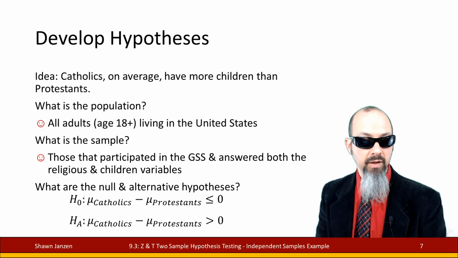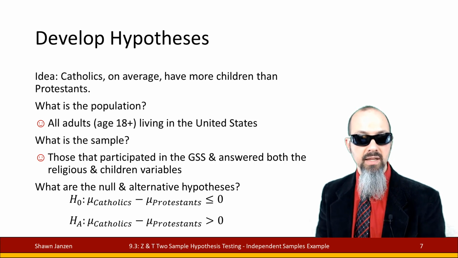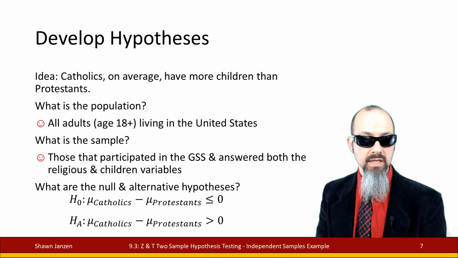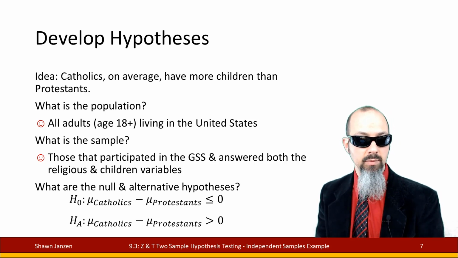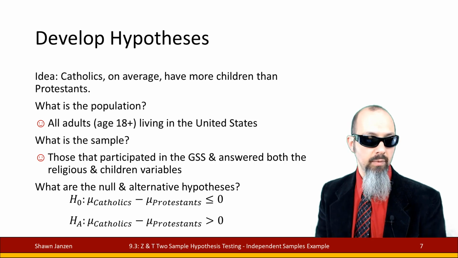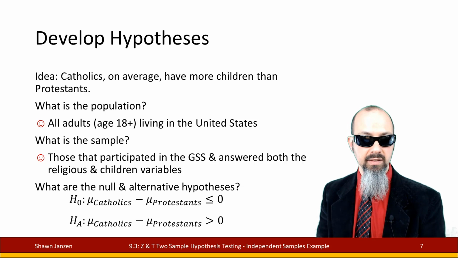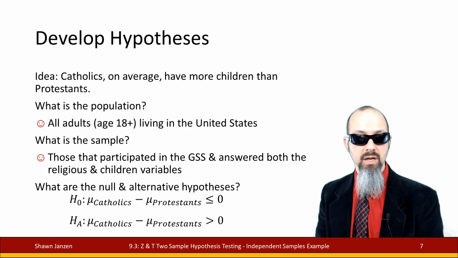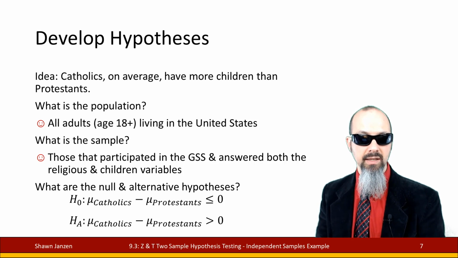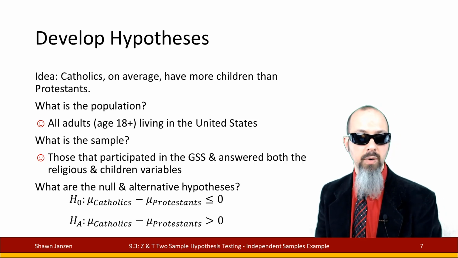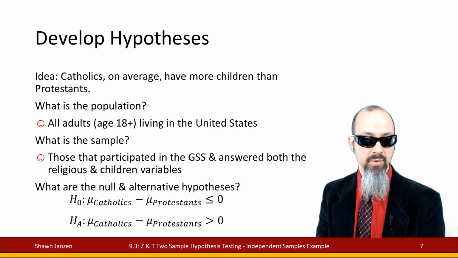The null and alternative hypotheses. The null says that the average number of children for Catholics minus the average number of children for Protestants is 0. And the alternative is that Catholics minus Protestants on average is greater than 0. This is a one-tail test because we're saying that Catholics would be having more children than Protestants due to their selections of birth control, which is why when we do this Catholics minus Protestants, we would get a positive number and therefore identify it as greater than 0.